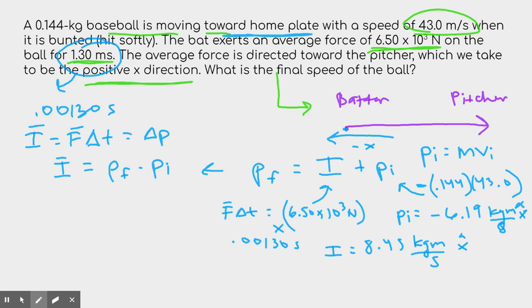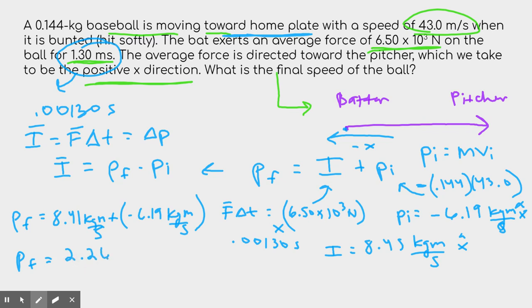Now let's go ahead and substitute in all of the information that we know. So we have I and we have the initial momentum, which means we can easily solve for the final momentum. Initially we have 8.41 kilogram meters per second, plus, I got a negative 6.19 kilogram meters per second. Our units are the same, so we can just add them together to get 2.26 kilogram meters per second, and that is in the X direction.